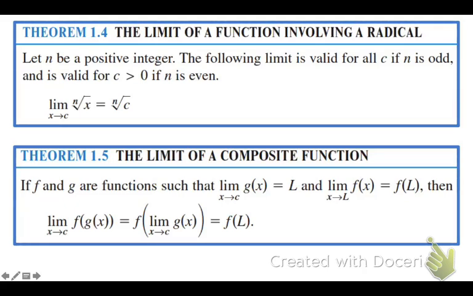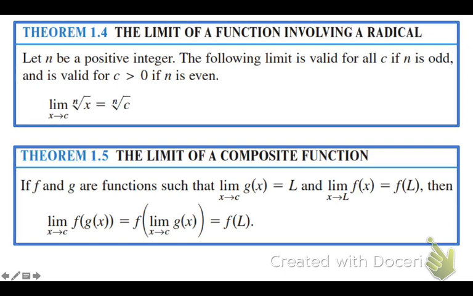Okay, so we're on 1.3. It's our last day. We're going to finish up our rules. Theorem 1.4 just basically says when you have a radical, so I have the limit of the nth root of x, I'm just doing that straight substitution again. Plug in the constant and go.